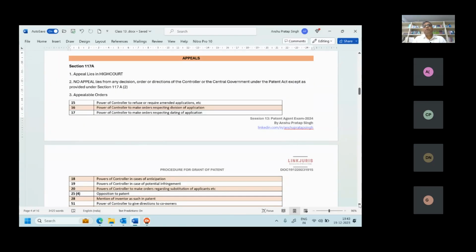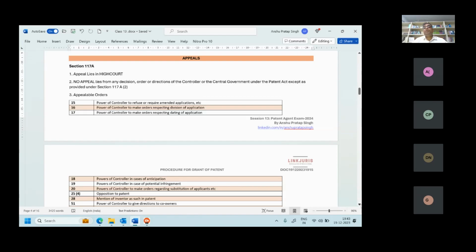117(a)(2). So all controllers are in the branch office from where you are disagreeing, and their high courts have the jurisdiction. From Delhi, you can go to Delhi High Court. From Mumbai, you can go to Mumbai High Court. From Chennai, you can go to Chennai Madras High Court. And if you are in Kolkata, you can go to Kolkata High Court.